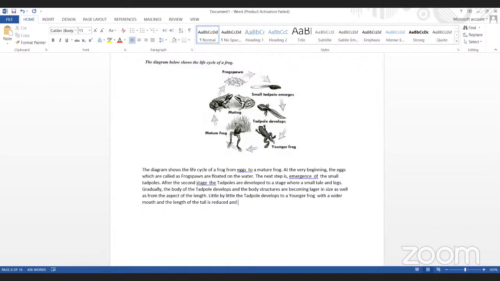the legs become more stronger. They become strong, right? They have become strong. Right. Now I have completed 110 words and I have another 40 to go, right?